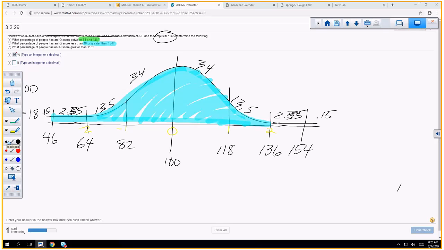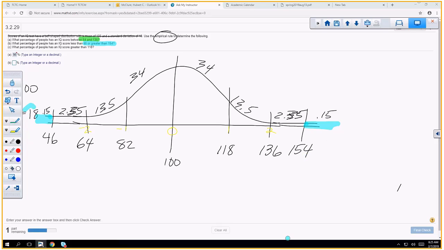I'm not going to do it. I'm going to let y'all do it. It says less than 46. Huh? Less than 46. I'm sorry. Remember, I'm a male, so I don't read directions very well. So let me redo that. Less than 46 and more than 154.